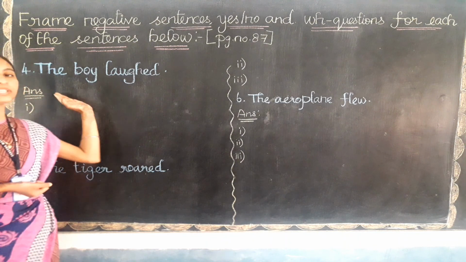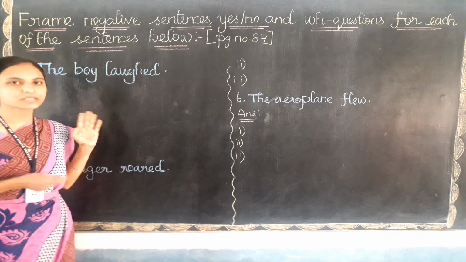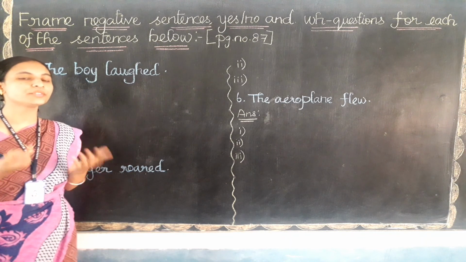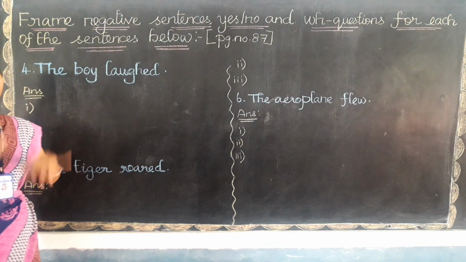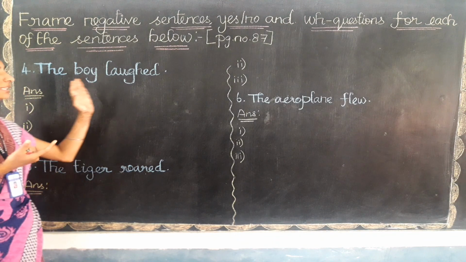Okay. So first we need to make the negative sentence. For making a negative sentence, what do we need to add? Yes, we need to add did not only. When? After the subject.